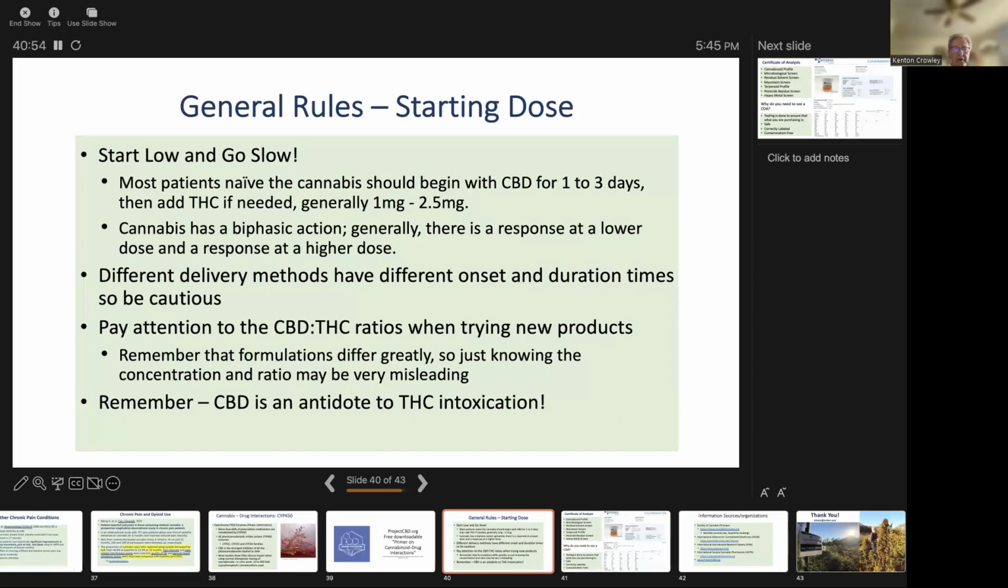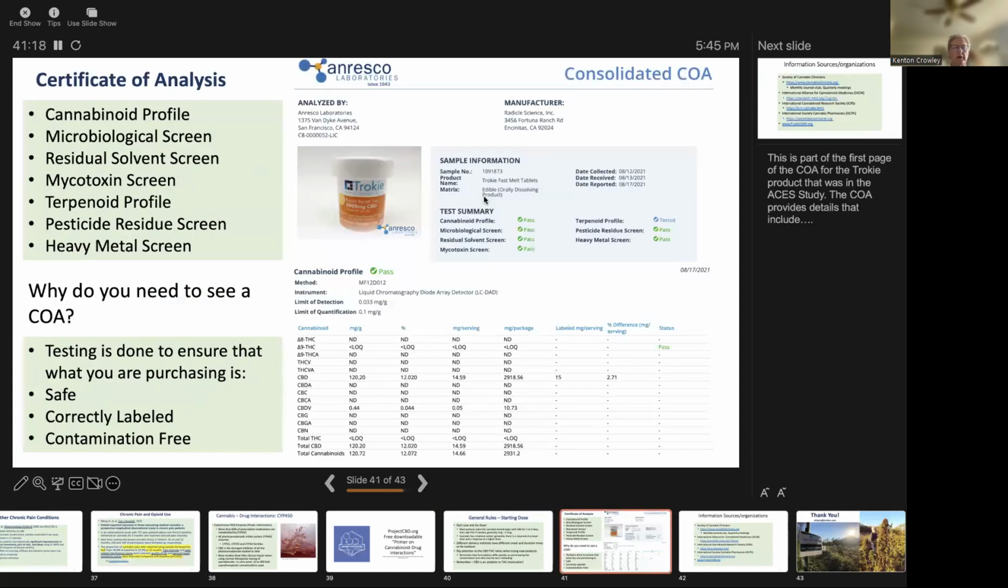Cannabis has a biphasic action, like I talked about, so there's always a response at a lower dose. Remember that CBD is an antidote to THC intoxication. And that's one of the reasons why we always start someone on CBD before they will try THC in any combination.